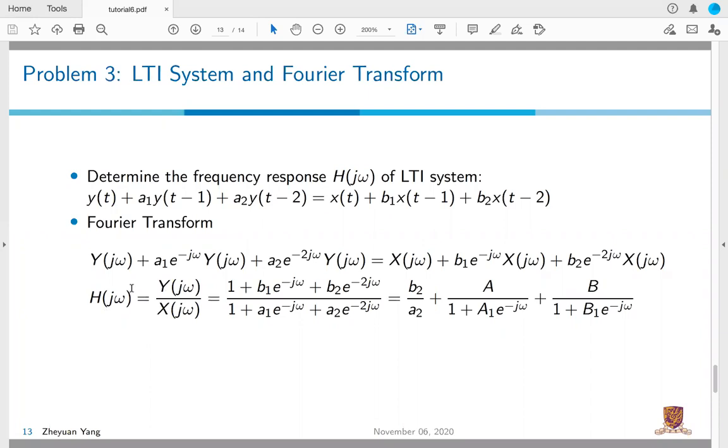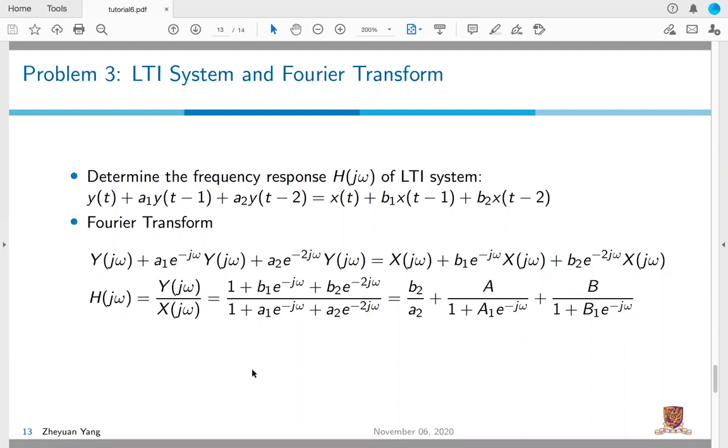So we arrange the terms to get the final result. It is equal to 1 plus b1 e to the power minus j omega plus b2 e to the power minus 2j omega, divided by 1 plus a1 e to the power minus j omega plus a2 e to the power minus 2j omega. So we can also further arrange the terms and split it into these three terms. So I ask about the frequency response here.